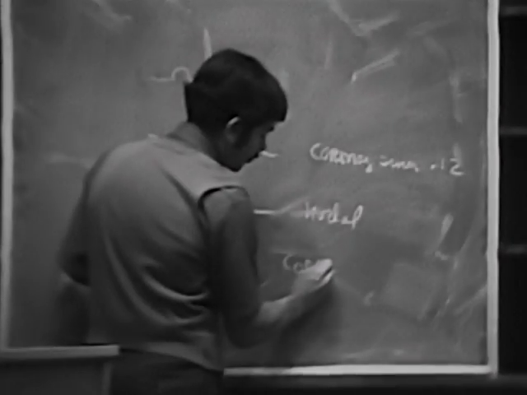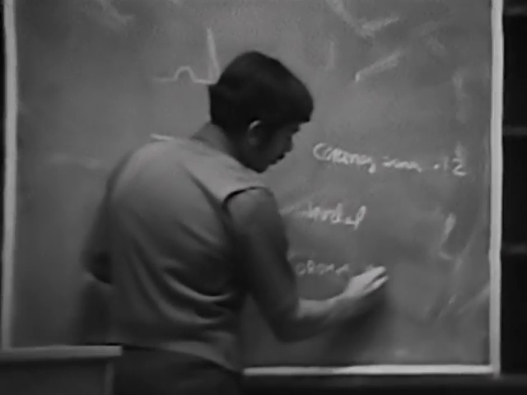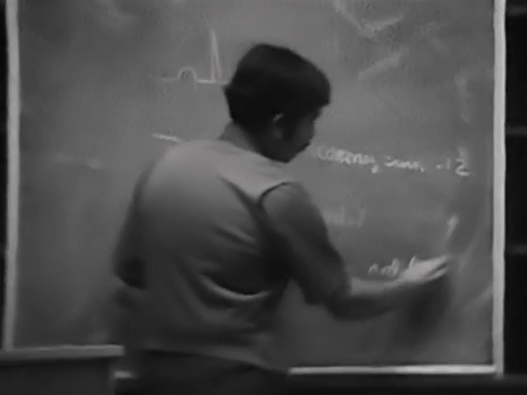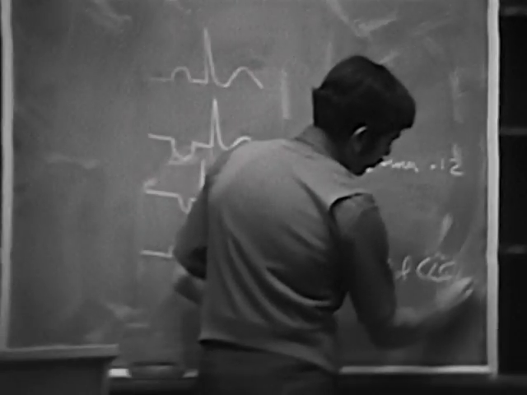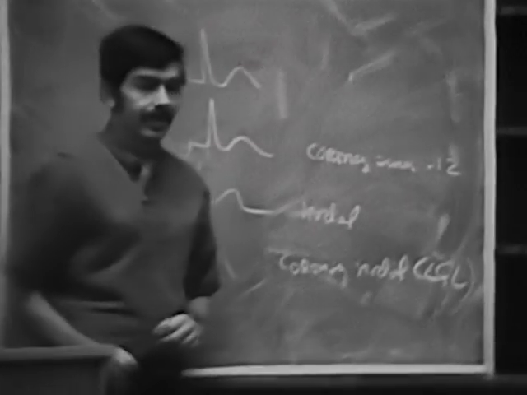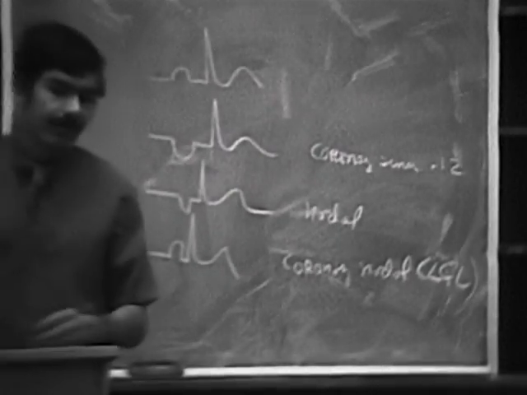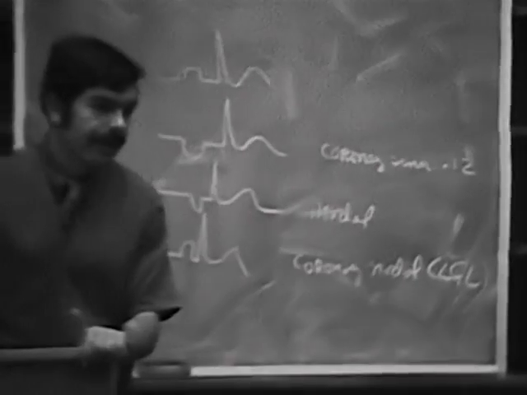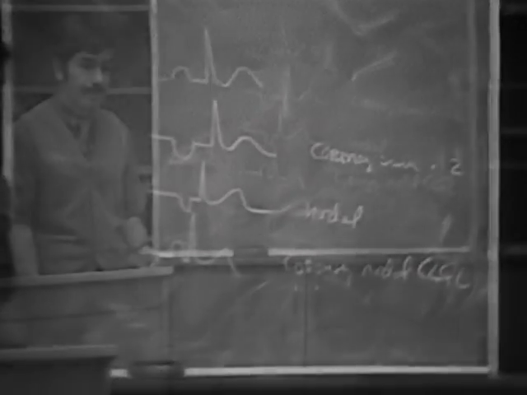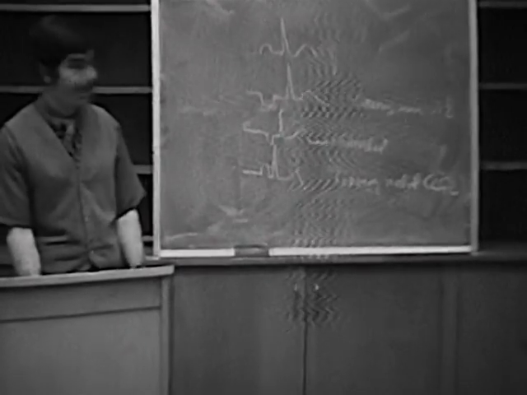They call this a coronary nodal rhythm, or this is also called the LGL. The LGL, or the Lown-Ganong-Levine syndrome. Lown-Ganong-Levine. We see this not infrequently.